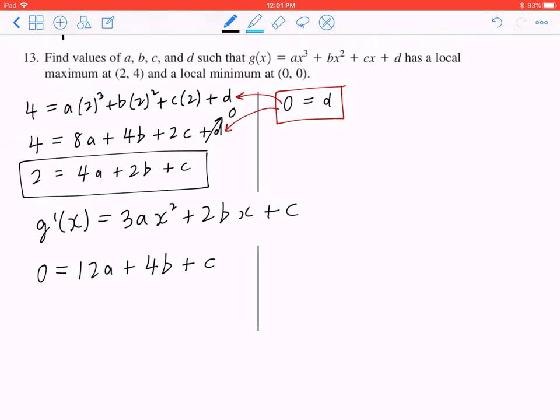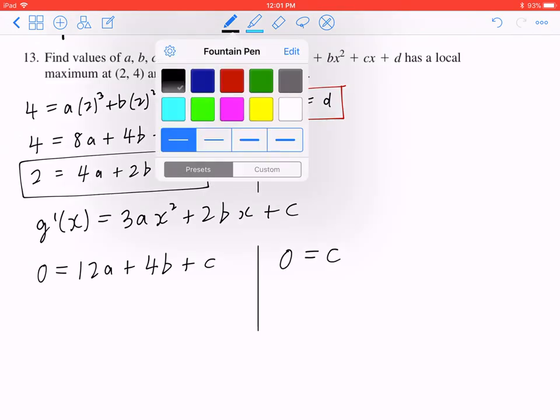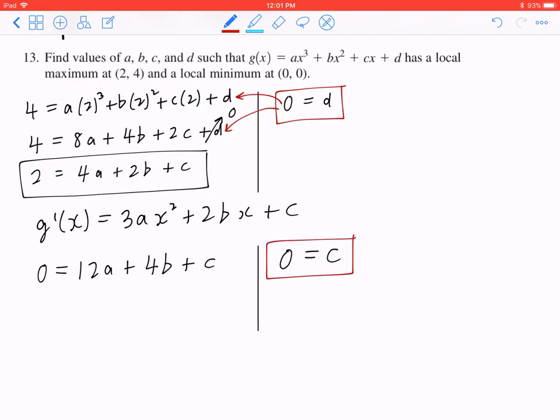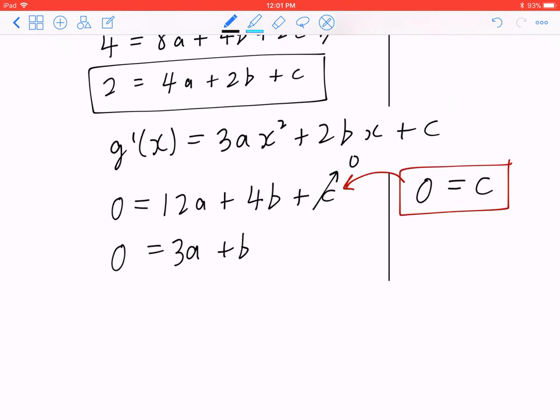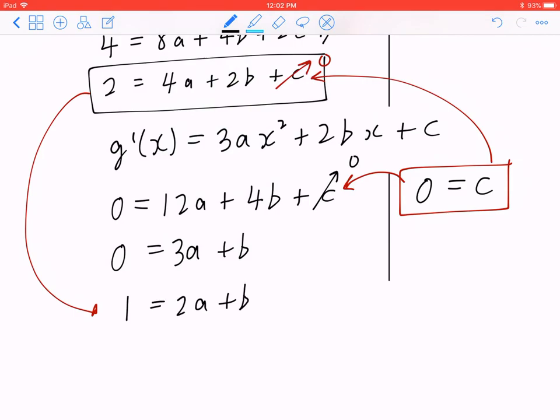In the second column, when you plug in x to be 0, this entire term just becomes c. Again, you can plug this back into here, and because c is going to be 0, you can also divide both sides by 4, which means 3a plus b equals to 0. And likewise, you can also plug in c back into here. This implies you can divide everything by 2, which I'm going to write underneath. So 1 equals to 2a plus b.